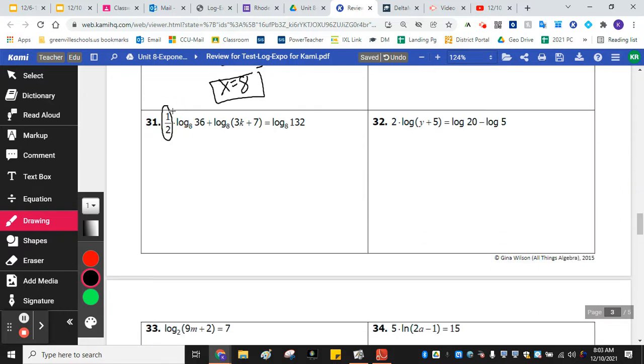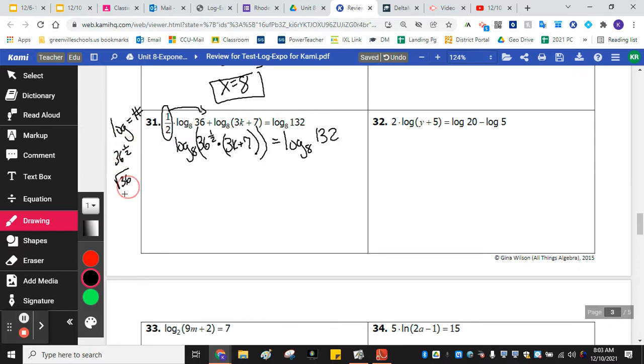Here, condense it to 1 log, so you get log equals a number. So log base 8 of 36 to the 1/2. And then it's multiplication because it's 2 logs being added together. You're multiplying it to that whole thing. Equals log base 8 of 132. 1/2 is the same thing as the square root of 36, and the square root of 36 is just 6. So we're doing 6 times 3k plus 7 equals 132.